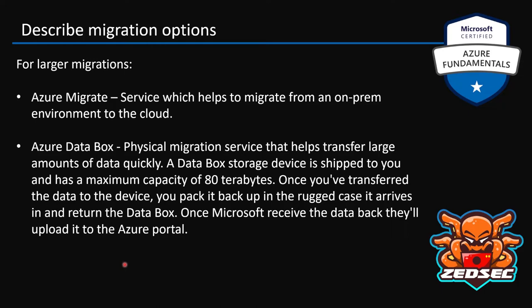So a Data Box storage device is shipped directly to you. It has a maximum capacity of 80 terabytes, and once you've transferred the data to the device, you pack it back up in the rugged case it arrived in, and you return the Data Box. Once Microsoft receive the data back, they'll upload it right to the Azure portal.